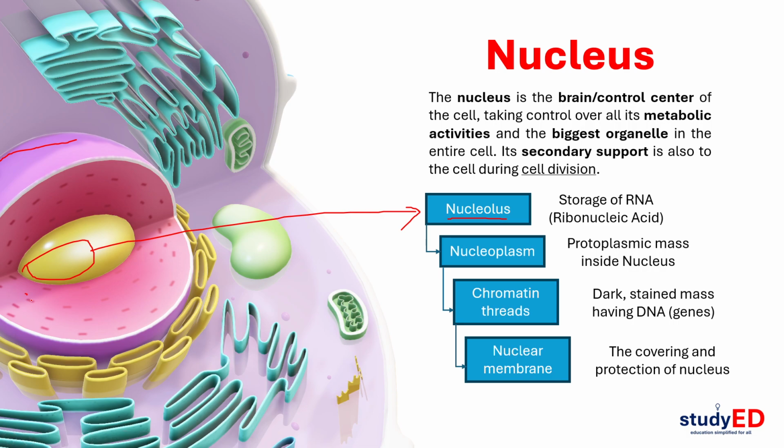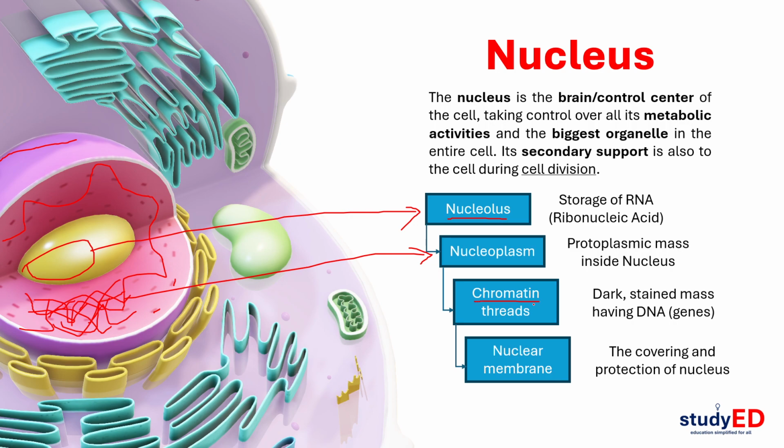Second, similar to the cytoplasm, there is a kind of mass inside the nucleus. This protoplasmic mass is the nucleoplasm. Then we have chromatin threads. If you see the substances over here, they are dark stained and in a thread-like structure. Assume something like this. This will be throughout the nucleus. What is this? It's called a chromatin thread.